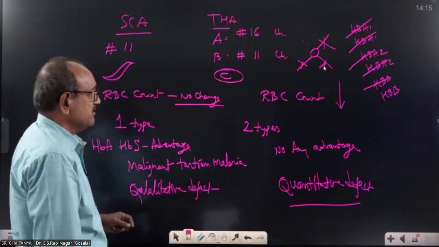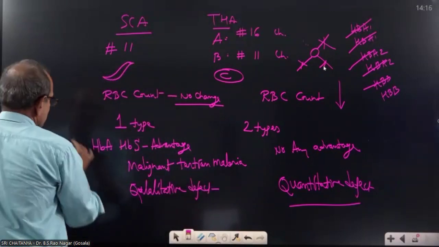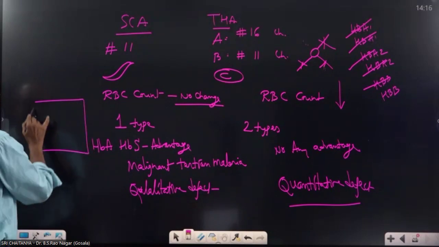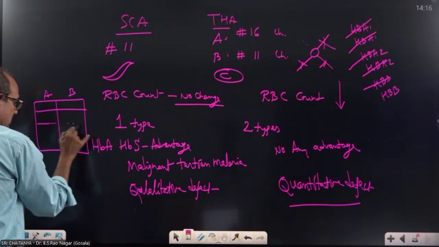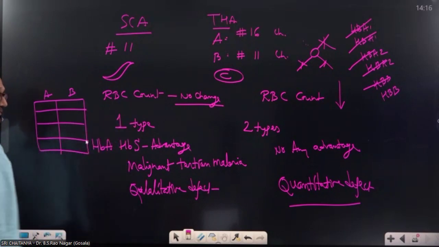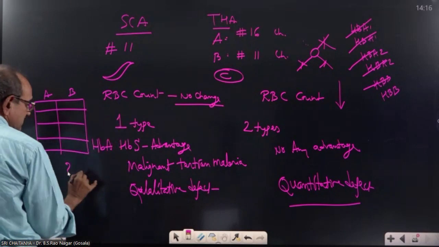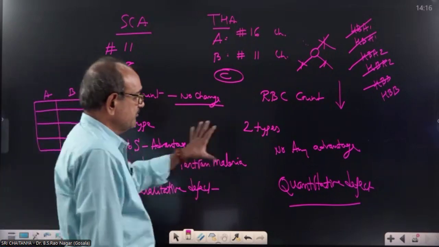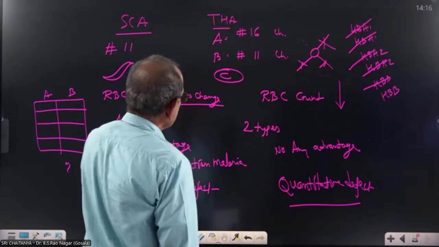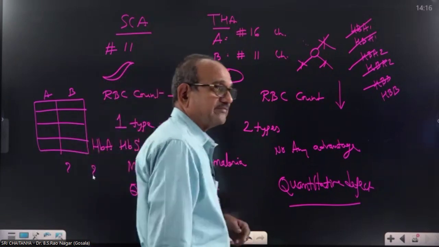Actually, in the NEET examination, you may expect this type of question. They give one tabular form with columns A and B, and write certain features. Finally, they ask what A refers to and what B refers to. So we have to make a list of all these things. This is quantitative, this is qualitative. There is one more thing.